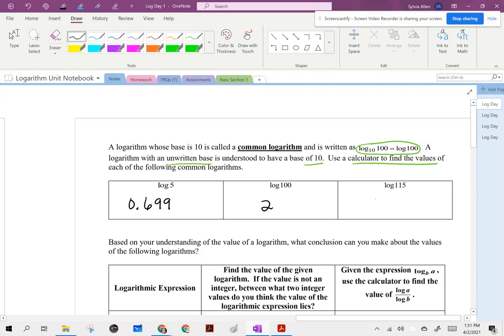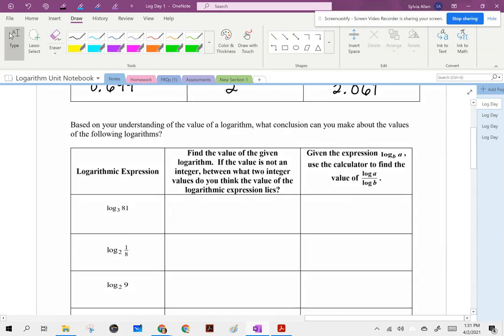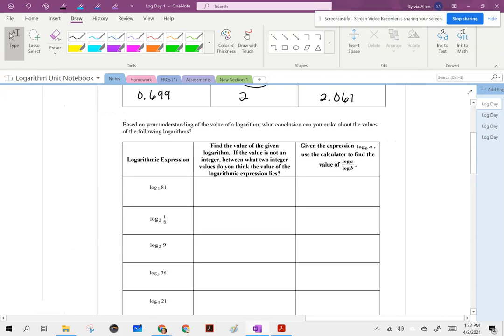So some of these you need to do with the calculator, but this one right here, 10 to what power gives you 100, and the answer is 2. All right, so it says, based on your understanding of the value of a log, what conclusion can you make about the values of the following logs? All right, so take a moment, pause, and let's see what you can come up with.